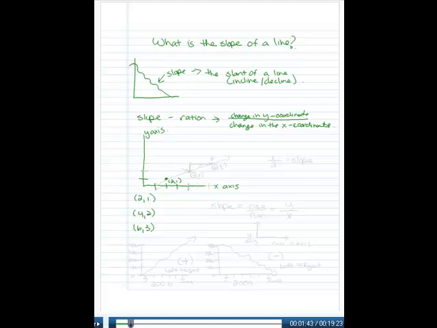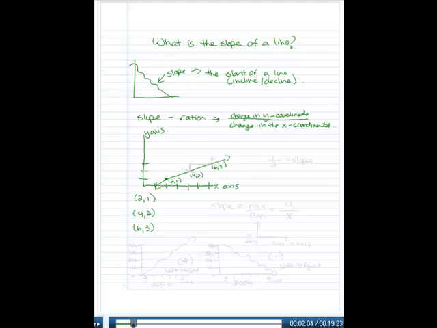So there's my second point. That's point (4, 2). And then my third point will be (6, 3). So 1, 2, 3, 4, 5, 6, and then 3. So my last point would be (6, 3). So as you can see, these 3 points make up a straight line.